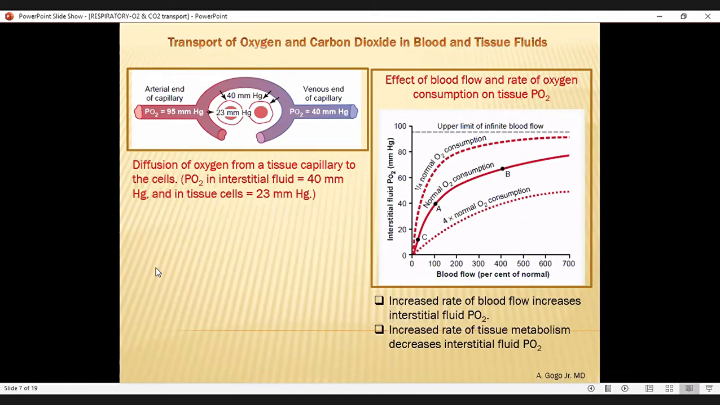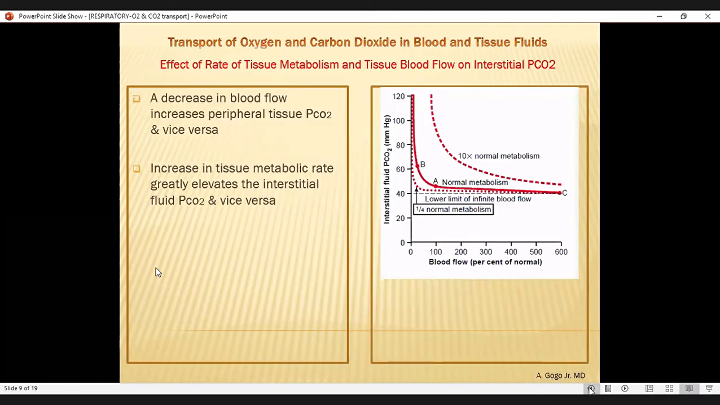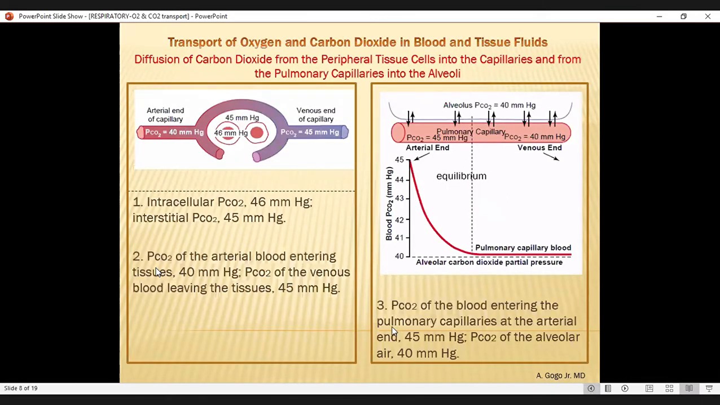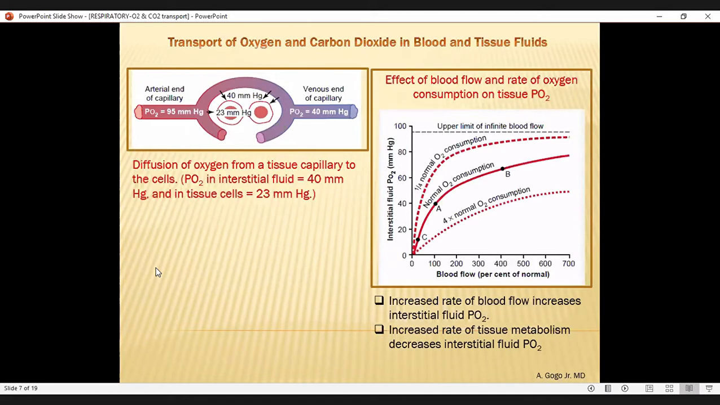So ito ang sinabi nilang better have an excess supply than lacking, okay? Diba? Mas mabuti ang extra supply than kulang. Okay? So, in the venous end of the capillary, the pressure of your oxygen is now only 40 millimeters of mercury. And it is this pressure that will go back into the lungs. Okay.